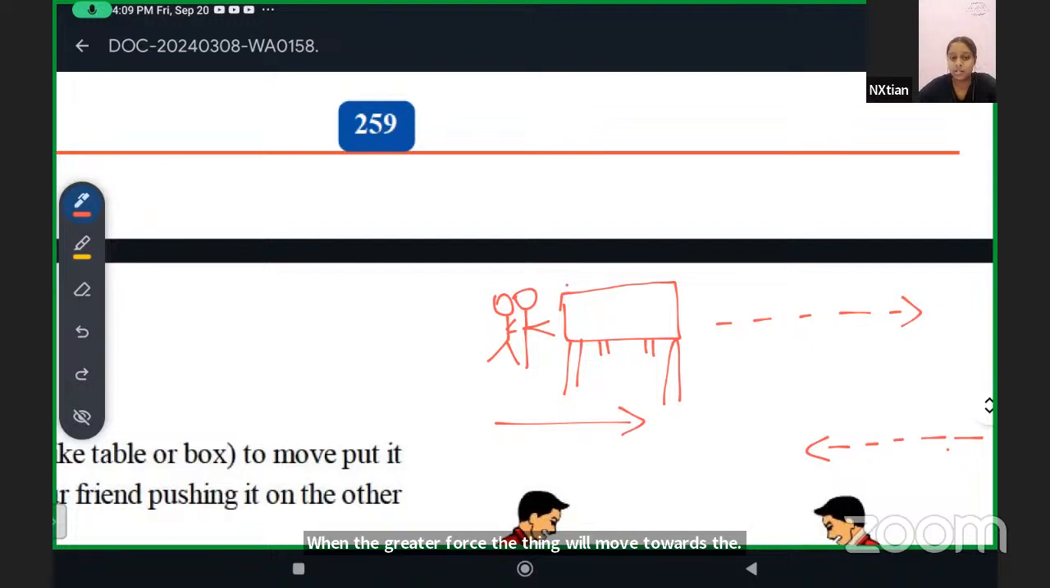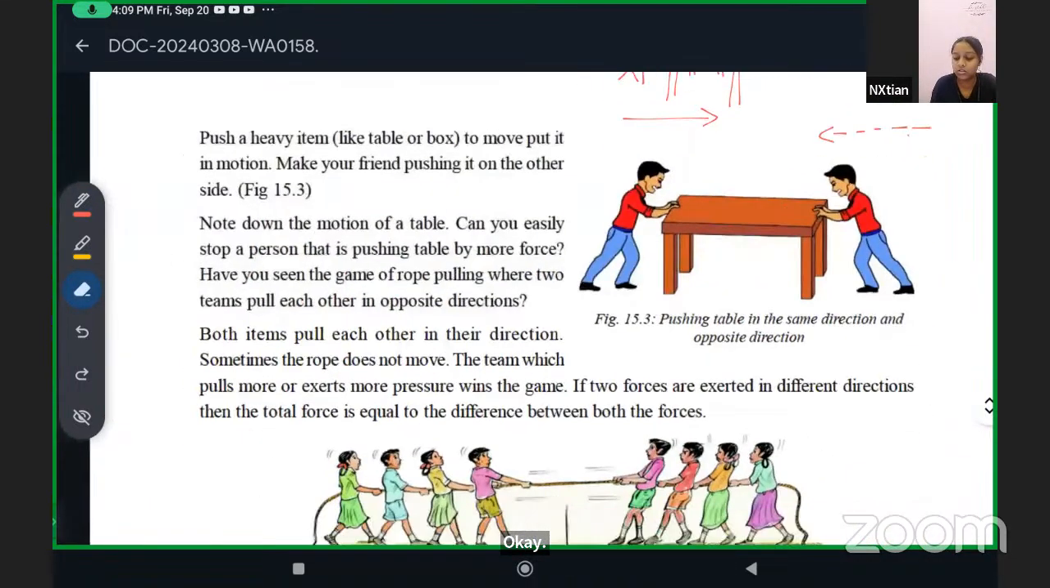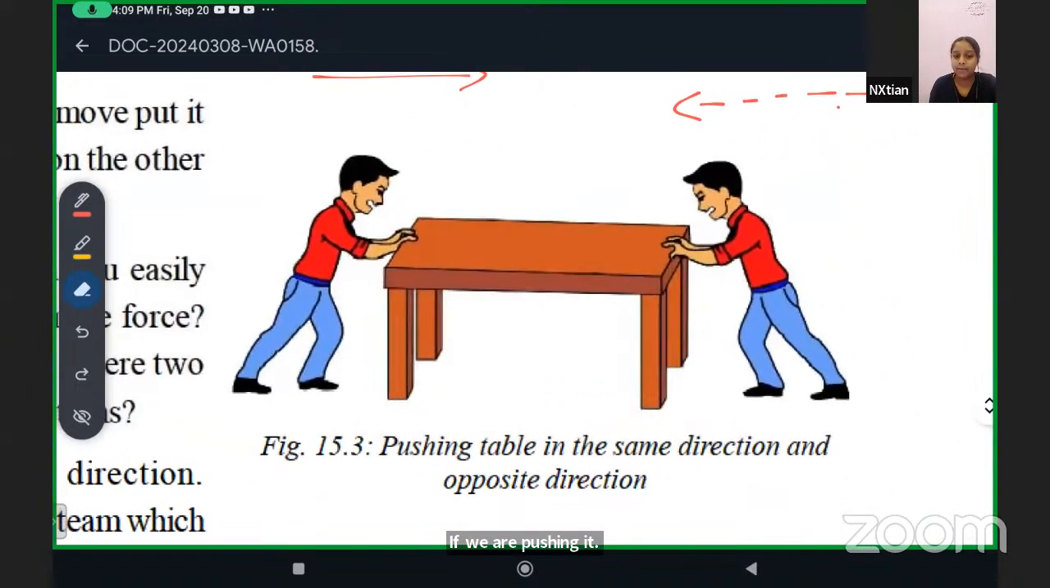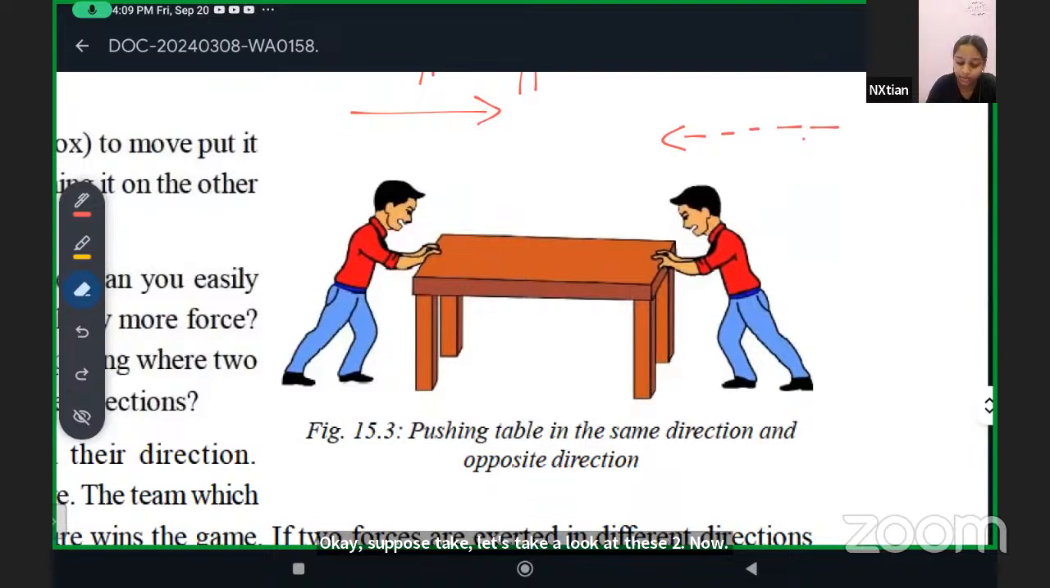Okay, this is about pushing. Now let's talk about pulling. It will move toward the greater force. I didn't understand that. If we are pushing it, let's take a look at these two people. Suppose this person has greater force, greater power. He's pushing it with greater force, then the thing will move in this direction. Then he pushes it again, and it will move in this direction again.